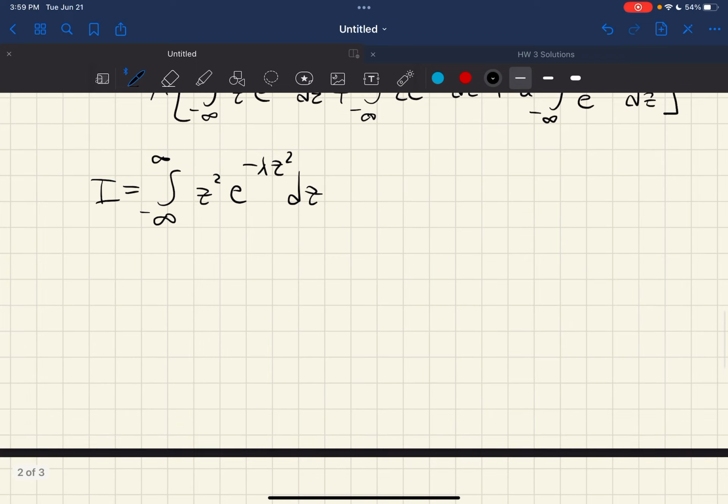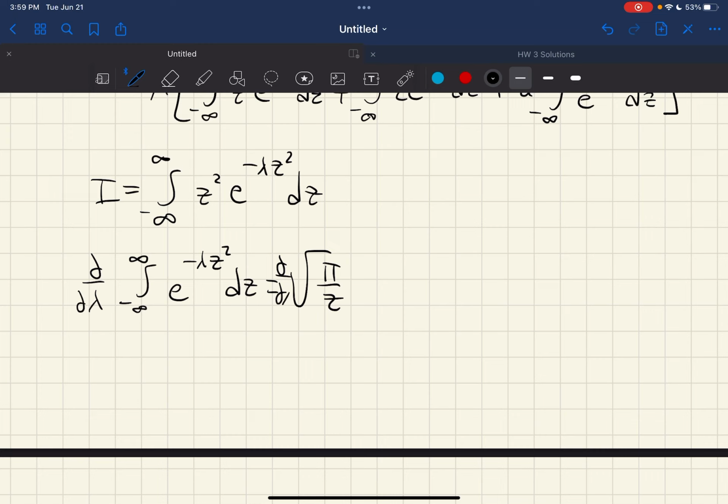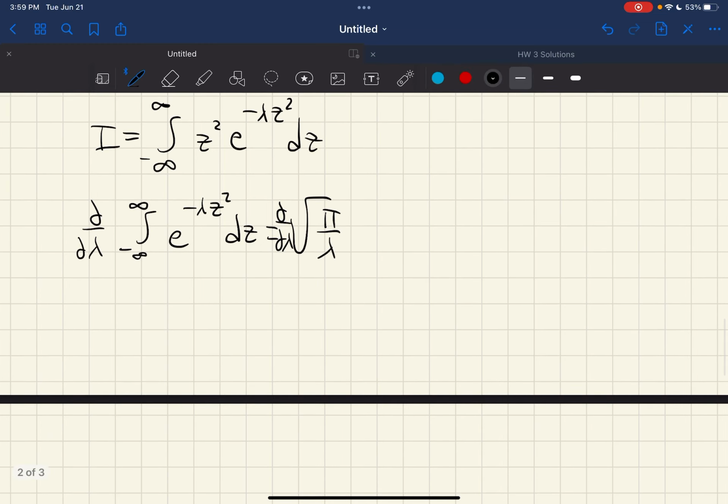So we can say that the integral from negative infinity to infinity of e to the minus lambda z squared dz is equal to root pi over lambda, as we know. And we can differentiate both sides with respect to lambda. So if we differentiate both sides with respect to lambda, we can bring this into the integral and differentiate this term, and the z squared we just treat as a constant.